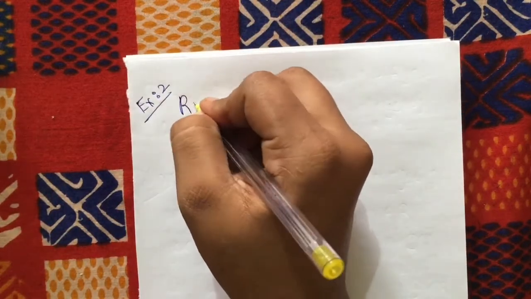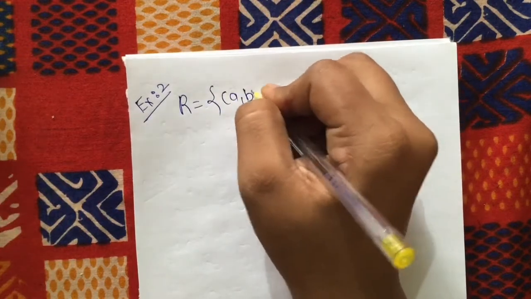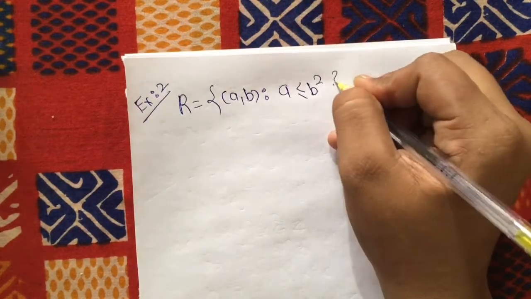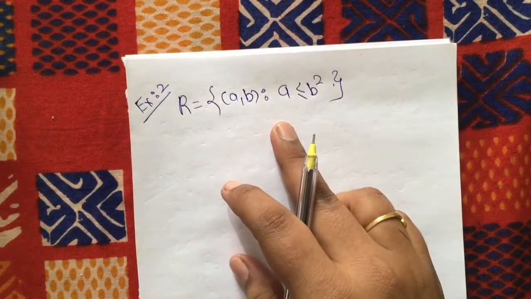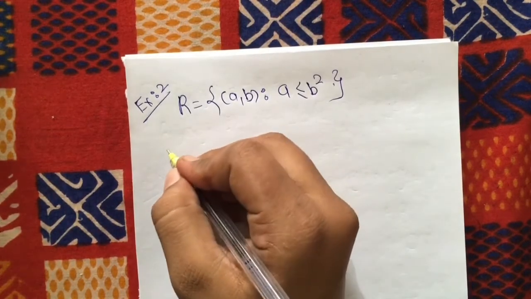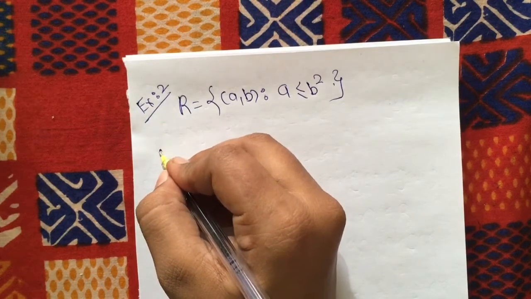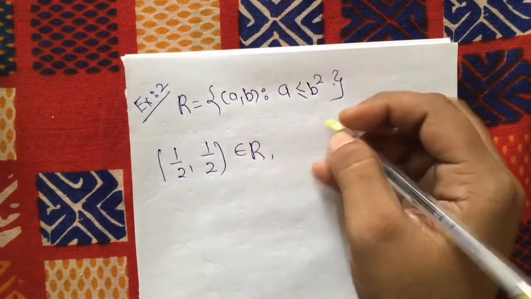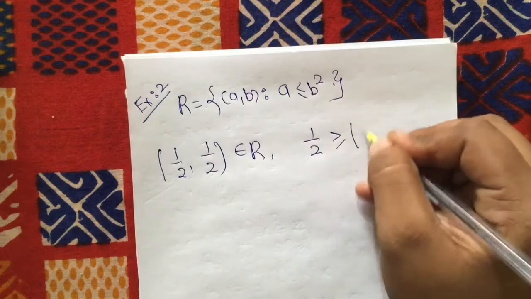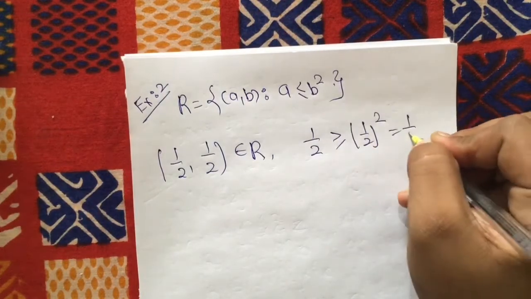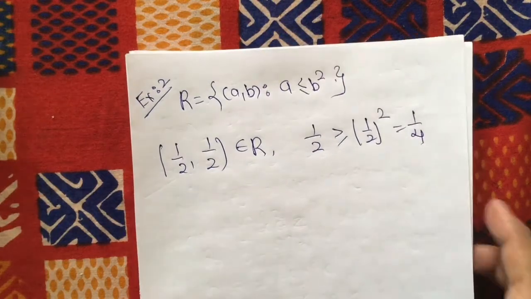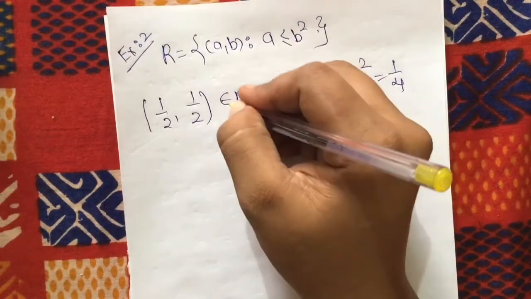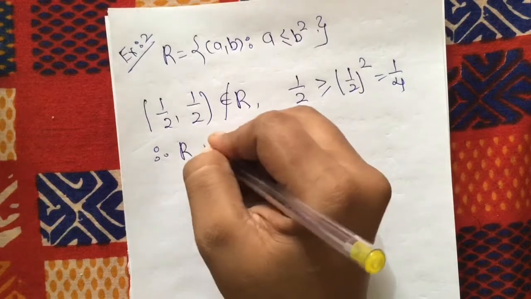We are having the relation R = {(a, b) : a ≤ b²}. Okay, so यहाँ पे देखो a, b आप अपने हिसाब से कोई भी ले सकते हो. Like this we are taking (a, a) that is (1/2, 1/2). (1/2, 1/2) does not belong to R, since 1/2 is greater than (1/2)² which is equal to 1/4. ठीक है, so that's why it is not reflexive. Therefore this does not belong, so therefore R is not reflexive.